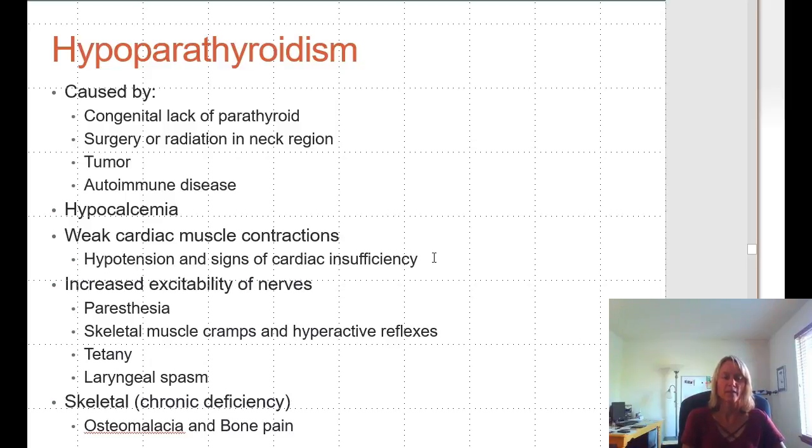However, hypocalcemia causes an increased excitability of nerves, and this can result in things like skeletal muscle cramps or tetany, laryngeal spasm, paresthesias, hyperreactive reflexes. On the skeletal system, a chronic deficiency of parathyroid hormone can result in osteomalacia and bone pain. And this is because we actually have chronically low levels of calcium.